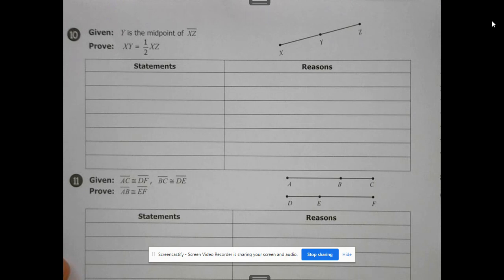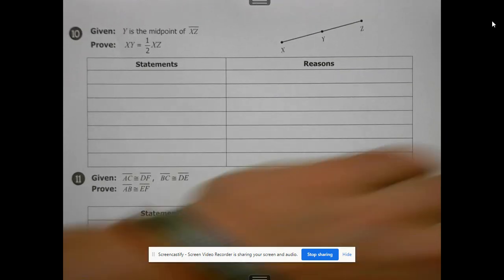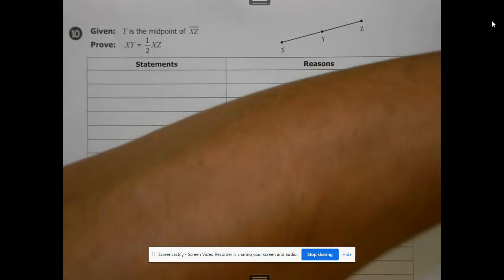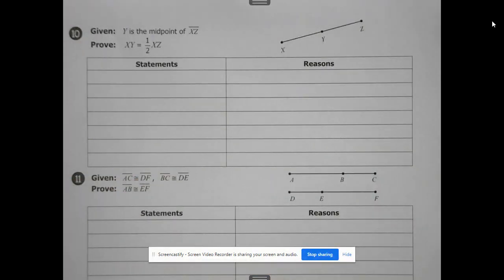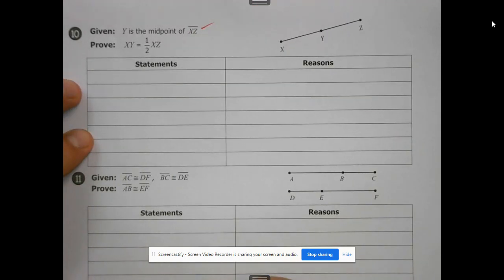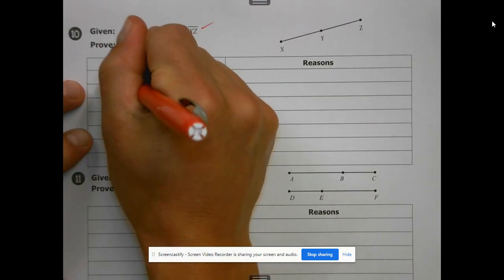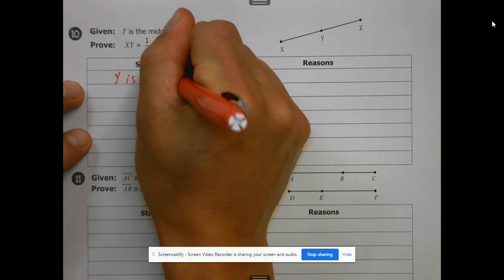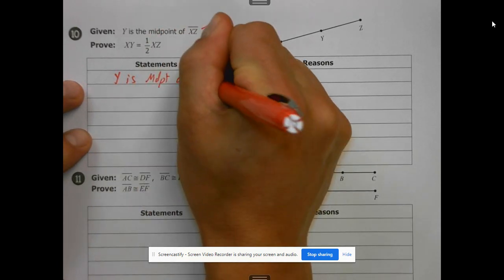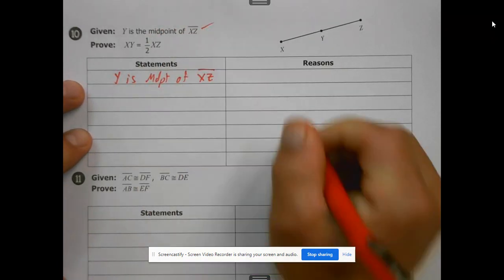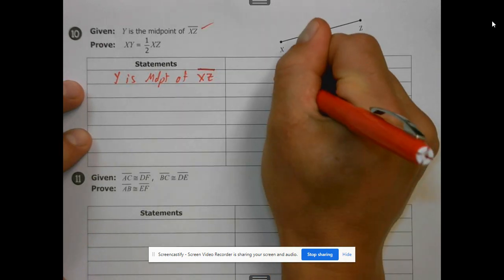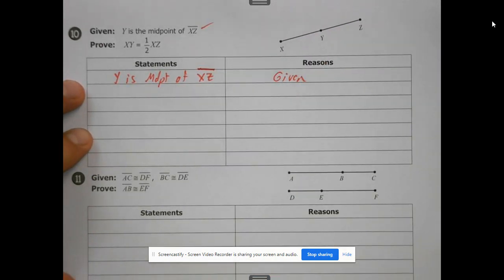One more page. This time, no statements, no reasons. We got to fill them out. 3 of these, and then we're all done. All right, first statement, that's our given. Y is midpoint of XZ. Reason, given.